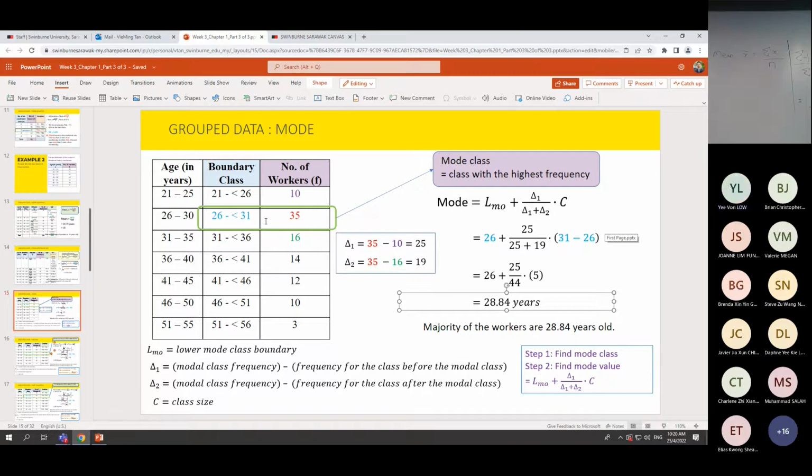Sir, may I ask why 21 is not the lower mod class boundary? Okay, 21 is the lower boundary of the first class. This class is not the mod class because its frequency is only 10. The mod class is the second class, because the second class has the highest frequency, which is 35.